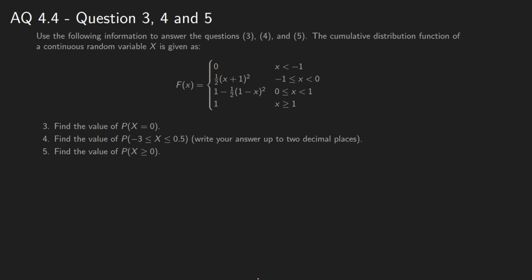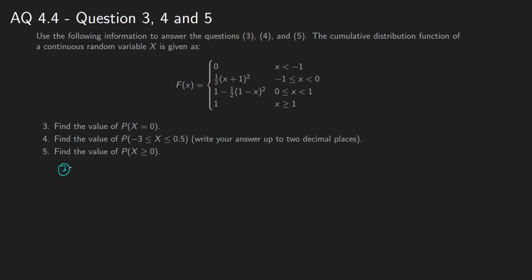There are three questions, question numbers 3, 4 and 5 in activity questions 4.4, which use the same data. We have been given the cumulative distribution function of a continuous random variable x. F of x is equal to 0 when x is less than minus 1. It is equal to half times (x plus 1) squared when x is between minus 1 and 0, with minus 1 included. And it is equal to 1 minus 1 by 2 times (1 minus x) squared when x goes from 0 to 1, and it's 1 afterwards. So this is the CDF function that is given.